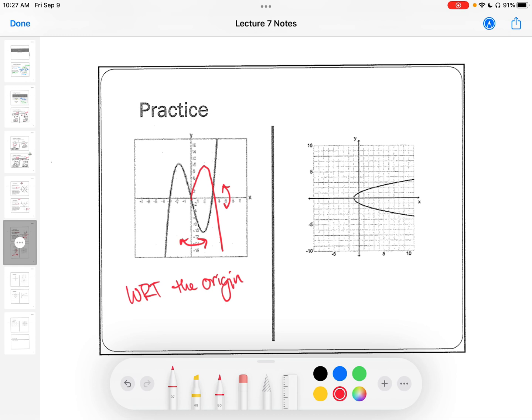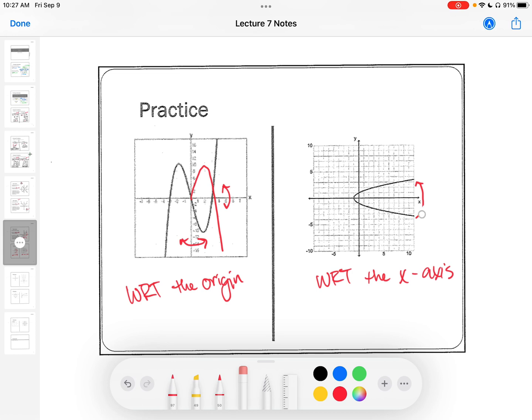Okay. So this example here is symmetric with respect to the origin. The one on the right: is this symmetric with respect to the x-axis? If I flip what's down low here up top, does that match up? Yes. So it is symmetric with respect to the x-axis.